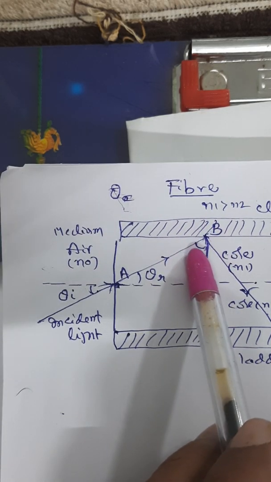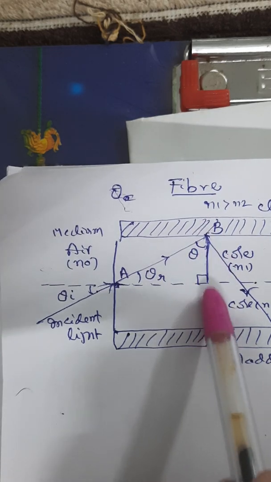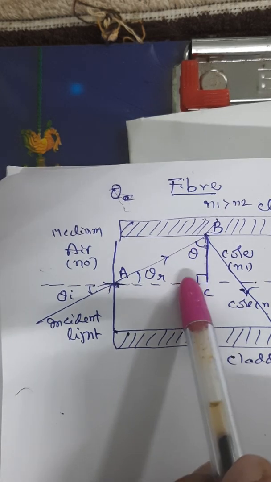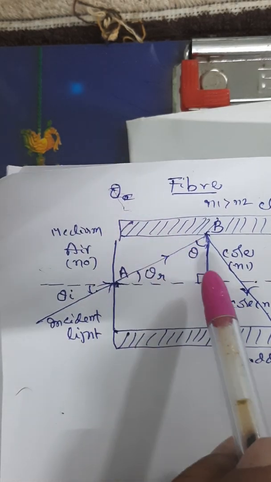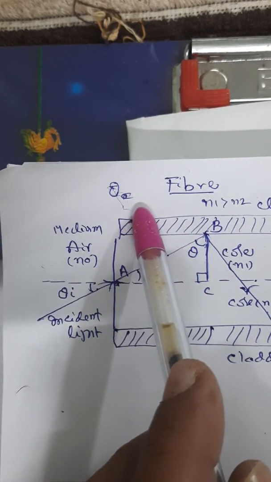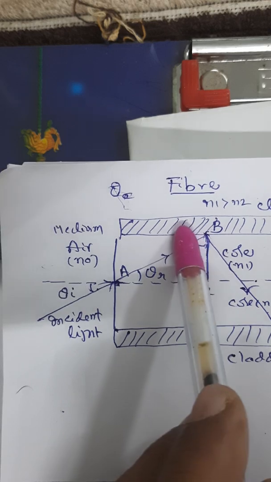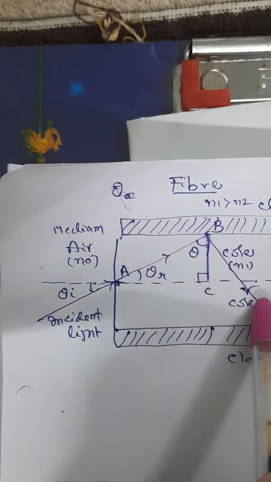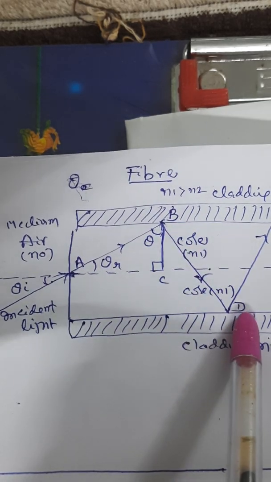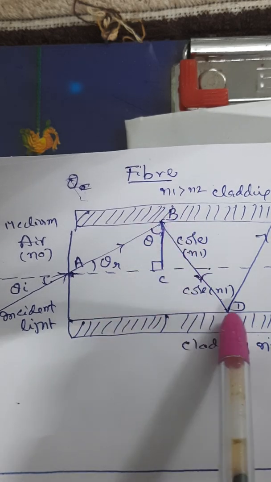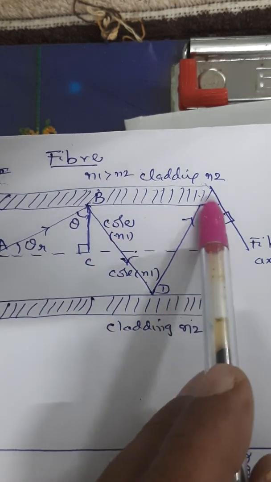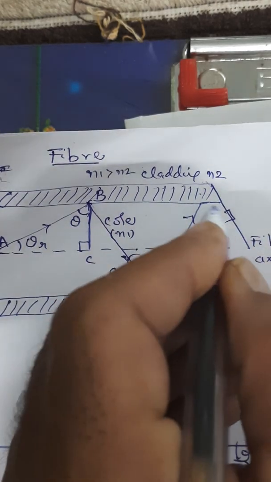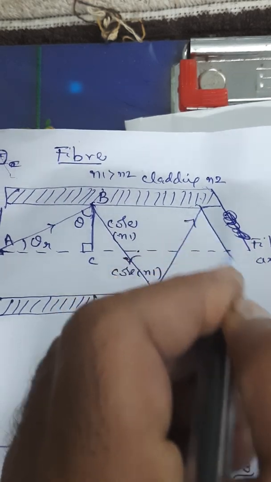When this theta is greater than the critical angle, you can draw a normal here. BC is the normal drawn at this point. The critical angle is taken as theta C. When this angle theta is greater than the critical angle, naturally TIR will take place. That is, total internal reflection takes place inside the core and the light will take the path BD. So like this, due to multiple reflections, the propagation of light ray takes place. Inside the core it is TIR. So from here it comes out like this.